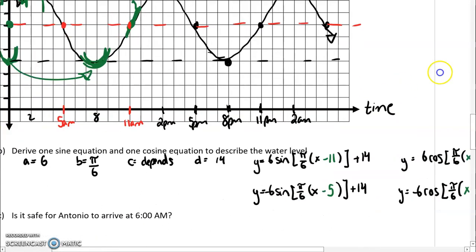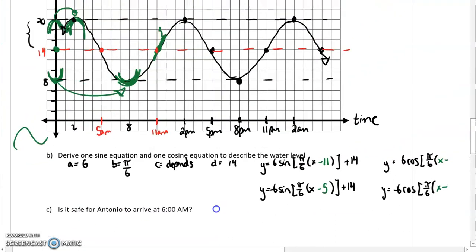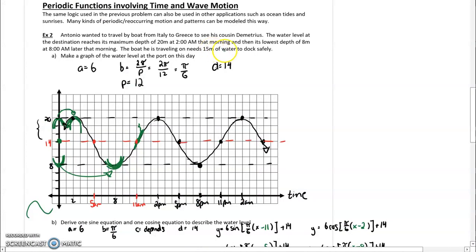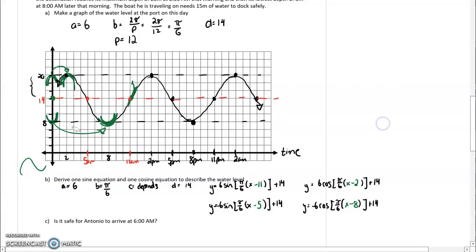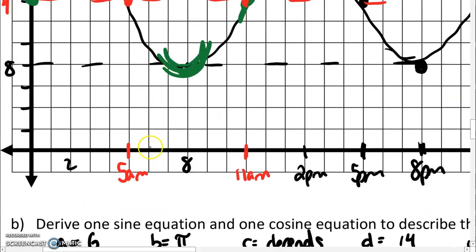Now there are a couple questions here. It says, is it safe for Antonio to arrive at 6 a.m.? So I'm looking at the question, and it says that they need 15 meters of water to dock safely. So I want to know how deep is this water at whatever the time was. They said 6 a.m. So let's take a look. I'm just erasing a little bit here. So this is 5 a.m. So it's 6 a.m. right here. So now we're at 6 a.m.